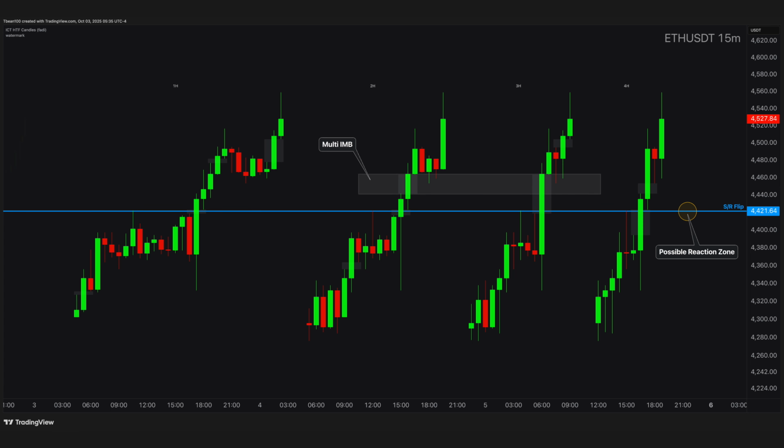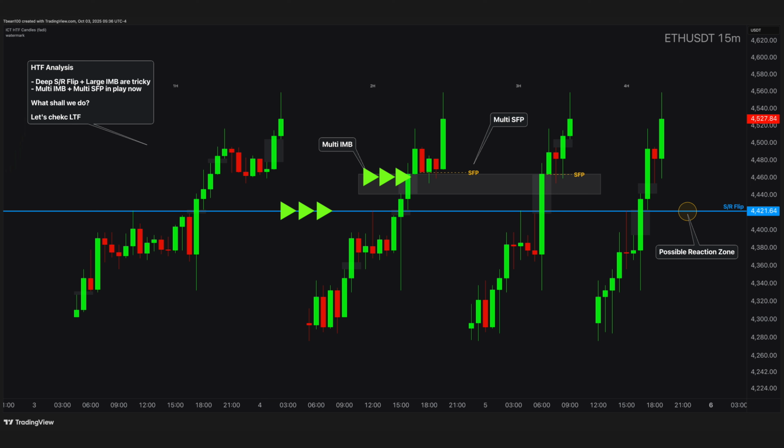But at the same time, if you take a closer look here, you will notice that within this zone of multi-imbalances, there are already a few swing failure patterns that have happened. So the question is, do we wait for the SR Flip zone to get tested? Or do we trade based on these swing failure patterns and multi-imbalances? Because honestly, both of these areas are giving us potential trade setups. So what is the best move here?